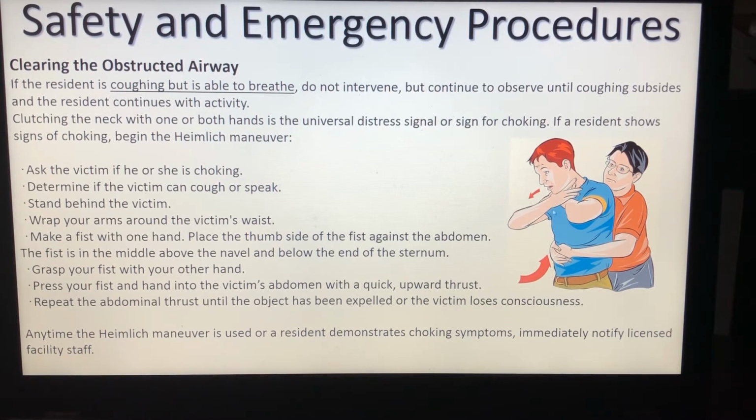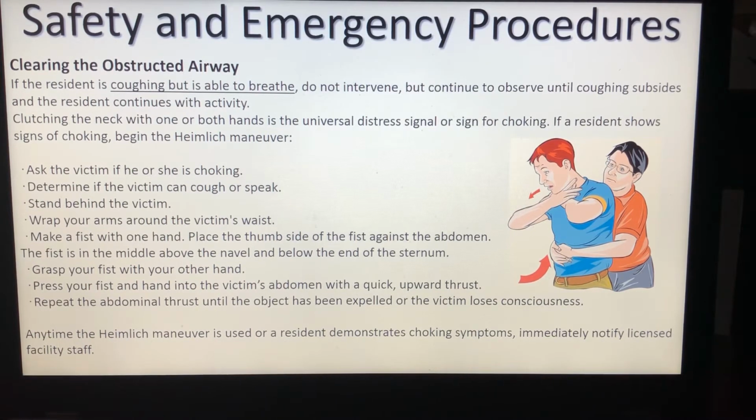If someone is doing this, we would want to first ask them if they're choking. If they can't answer us, we need to come up and determine if they can cough or speak. If they're not coughing or speaking, they're doing that universal symbol and we think they're choking, we're going to stand behind the victim and wrap our arms around the victim's waist, just like this person's doing here. This hand makes a fist, and your other hand's going to go right over top of that. You place the thumb side of the fist against the abdomen, the fist in the middle above the navel and below the end of the sternum.